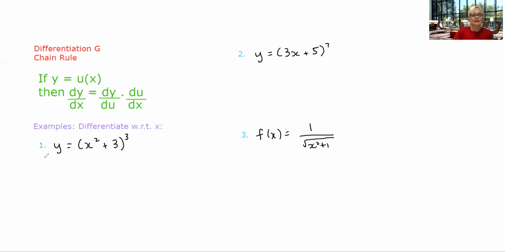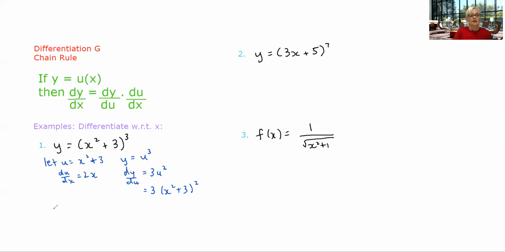So what we're saying is let u be x squared plus 3. So y is obviously u cubed. All right, this is your u. So du dx is 2x and dy du is 3u squared. Now, we need to put this back in terms of x. So u was this x squared plus 3 thing.